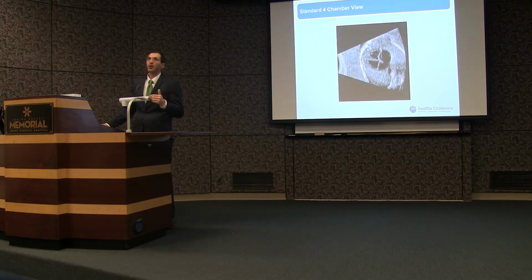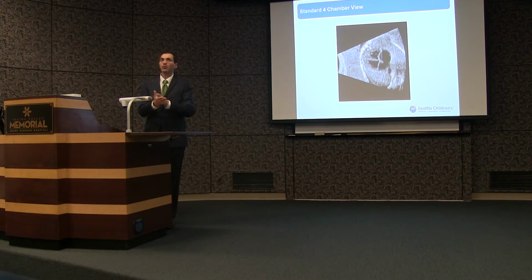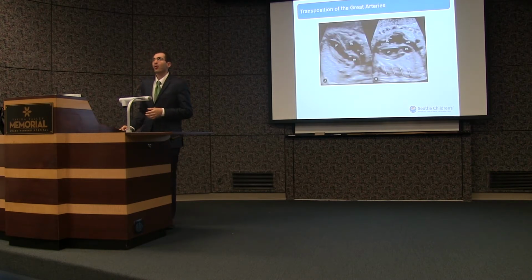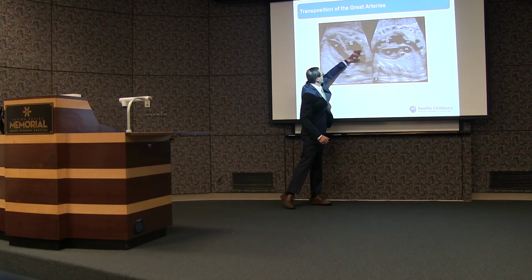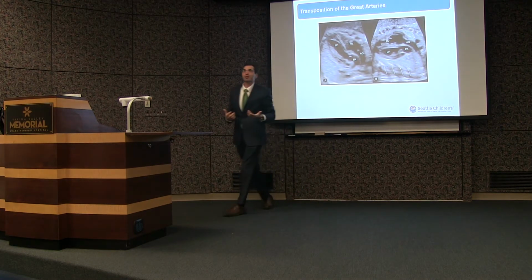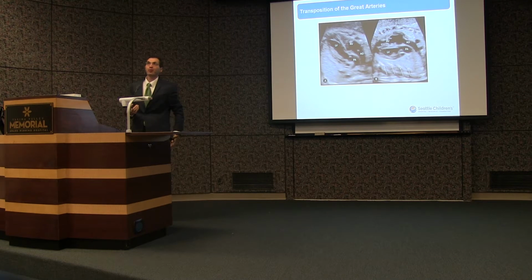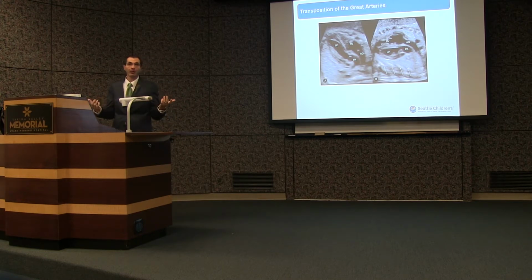So if you go back to this example, we're only looking at one plane, so we are not looking at the outflow tracts at all. So we don't know anything about what those outflow tracts look like. It's a little challenging for me to do this, but if you basically hold your hand over this, you can potentially see what looks like a normal 4-chamber view, but unless you sweep and look at the outflow tracts, you can miss transposition of the great arteries. So now you can potentially miss a ductal dependent lesion.